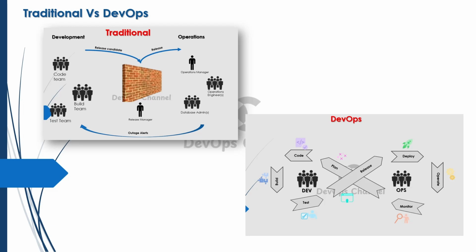Or if something happens, then the operations team gives feedback to the development team that, hey, you need to redeploy it or redevelop it, right? Then it again goes to the code team, then the build team, then the test team.